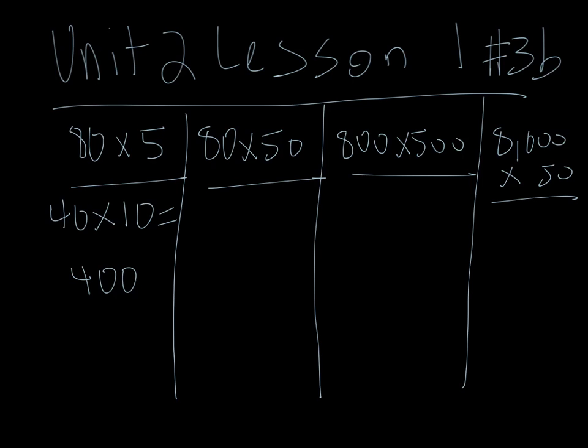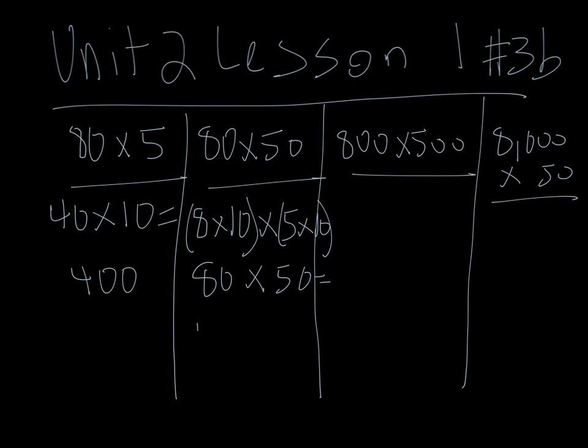Then in the next problem, and we didn't talk about this a lot in class, but this is kind of like the distributive property. 80 times 50, class, is the same thing as 8 times 10 times 5 times 10. You can think of it like that. So 8 times 10 is 80, 5 times 10 is 50, and 8 times 5 is 40. Add 2 zeros, your answer is 4,000. The number of zeros in your factors must match the number of zeros in your answer. We talked a lot about that in class.